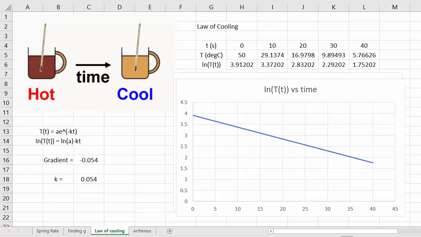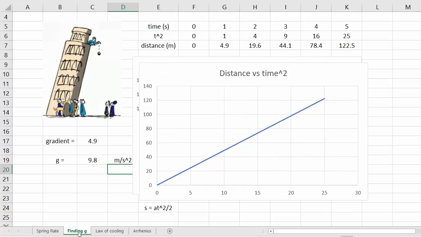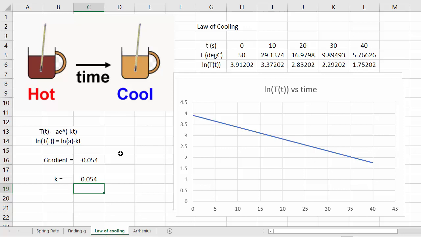In summary, therefore, we've looked at three equations. The first one was linear, and we were able to determine the spring rate. The second one was quadratic, and by plotting distance against time squared, we were able to calculate the acceleration due to gravity. And on the third one, we had an exponential relationship, and by plotting the log of temperature, we were able to find the rate of cooling.